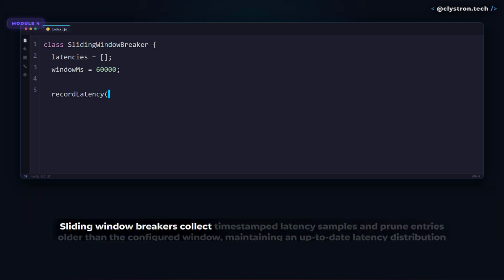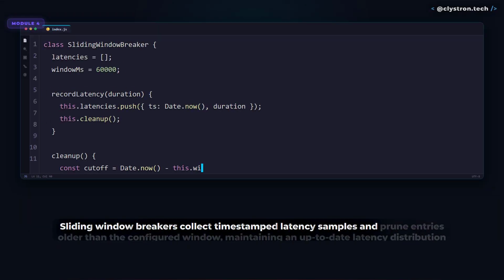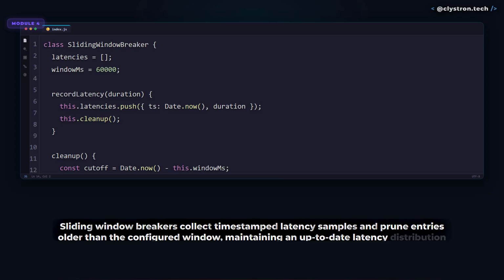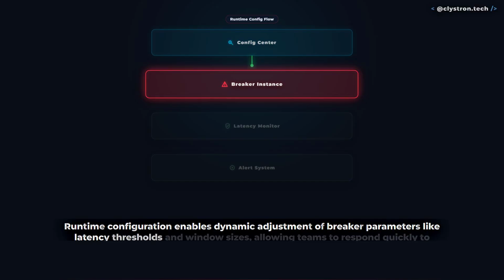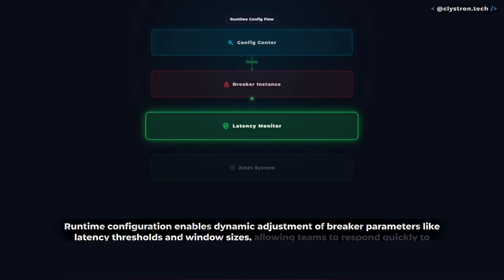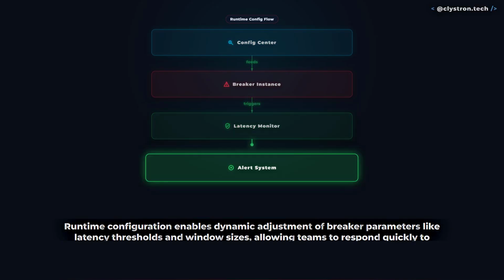Sliding window breakers collect time-stamped latency samples and prune entries older than the configured window, maintaining an up-to-date latency distribution for accurate real-time breaker decisions. Runtime configuration enables dynamic adjustment of breaker parameters like latency thresholds and window sizes, allowing teams to respond quickly to changing LLM latency patterns without requiring service redeployment.